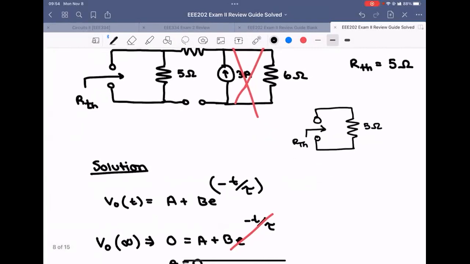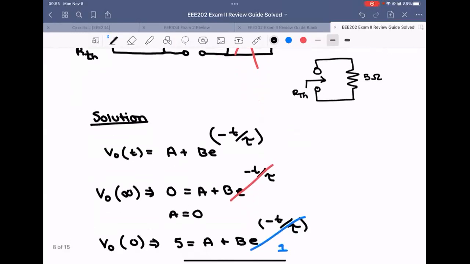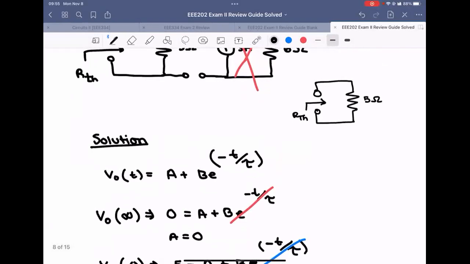So you could do V out at 0 or infinity. I'll start at infinity. So we know V out of infinity was 0 volts. So we can set that equal to 0. And then we have 0 equals A plus B e to the negative t over tau. Our t is infinity, correct? So e to the negative infinity is 0. So that whole B side, you're going to have B times 0, that whole B side goes away. And you're just going to be left with A equals 0.